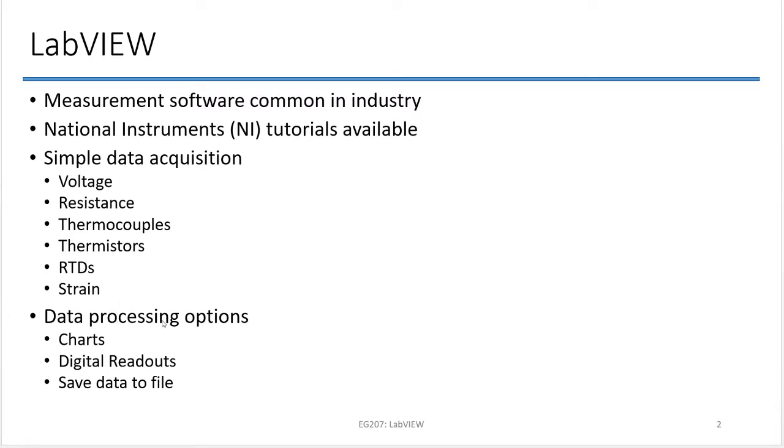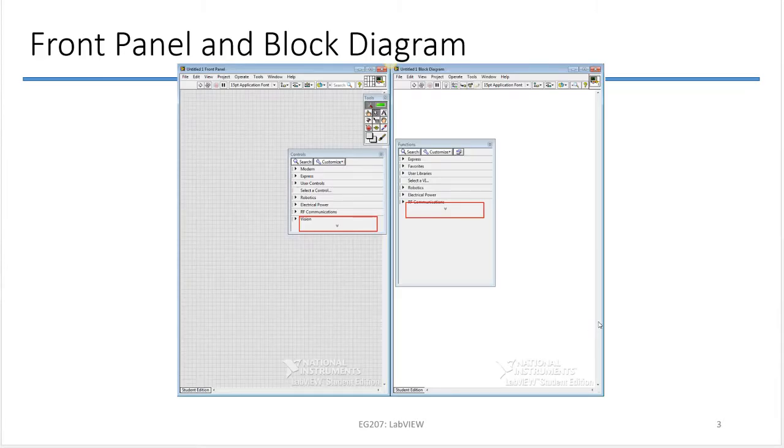The data processing options that we're particularly going to look at are charts, digital readouts, and saving data to file. We're going to start with charts and readouts because those are simplest. And by the end of the semester, you will be able to be saving your data wherever it is you'd like it to be.